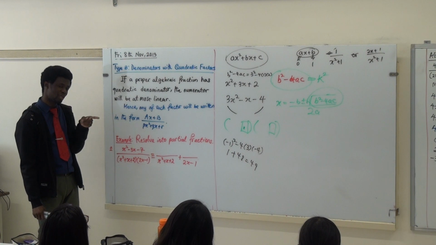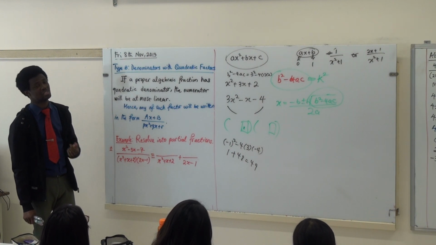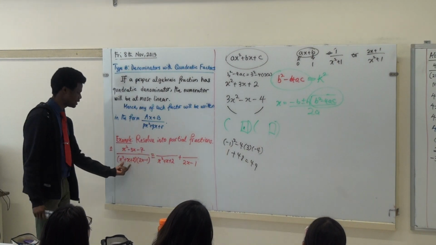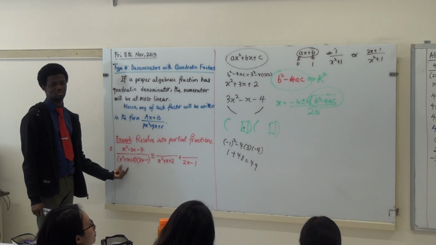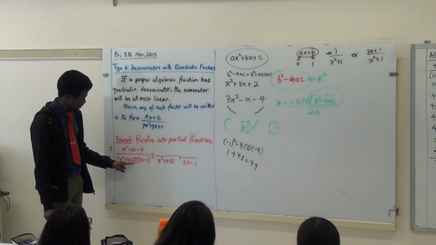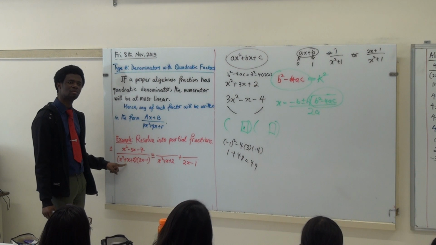Minus 4ac will be minus 8. 1 minus 8 is negative 7. Is that a square number? No. So this is indeed a quadratic factor. But if I twist it and make it, for example, minus 2, will I not get a factor now? Yes, I will.